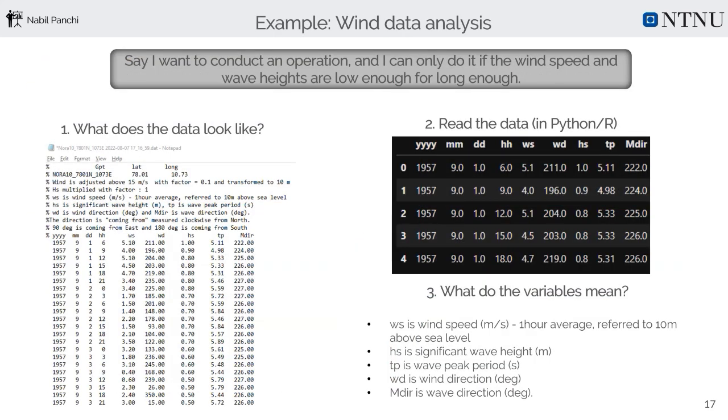This is an example that we will look at in detail today. Say I want to conduct an operation outside of East Fjorden. I want to install something there, and I have the wind data for that particular area. How do I use that data to make a decision?